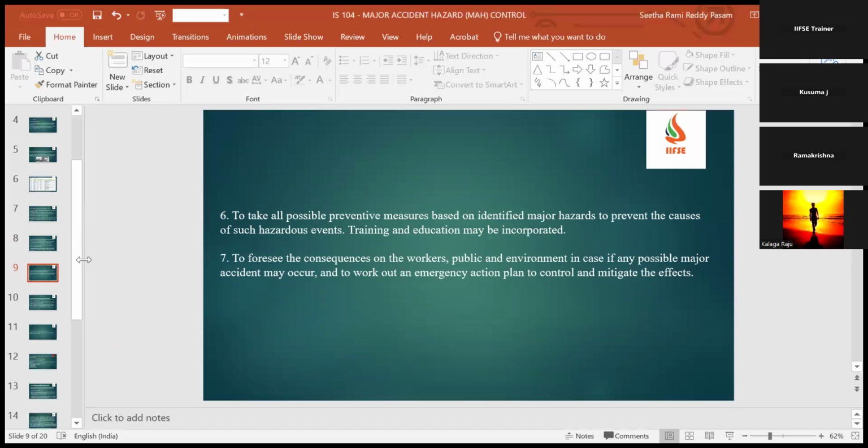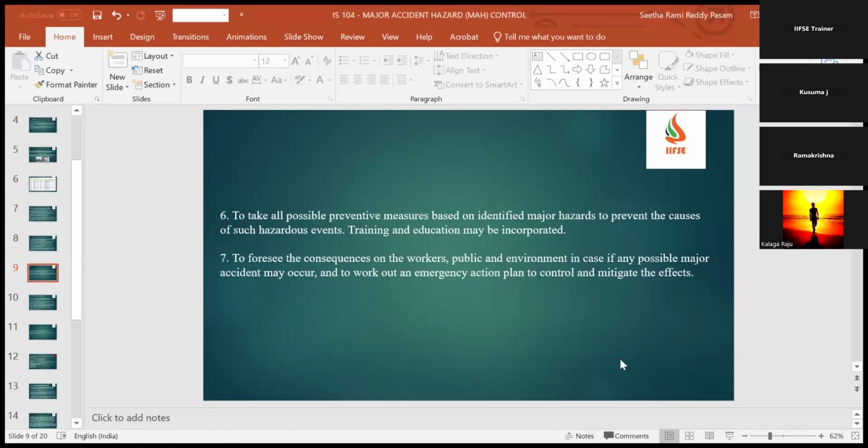based on the identified major hazards. For example, you may see that there is a chance of toxic release. So what kind of controls should you have? There is a chance of explosion. What type of controls should you have? There is a chance of fire hazard. What type of controls should you have? All practically possible measures you should implement.